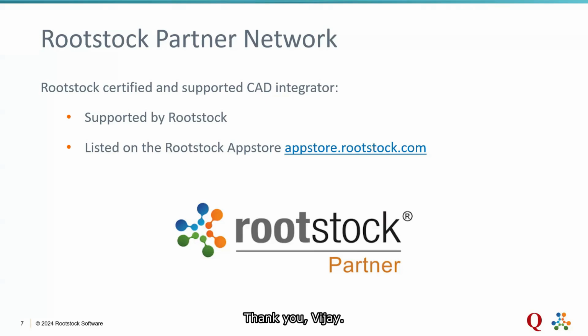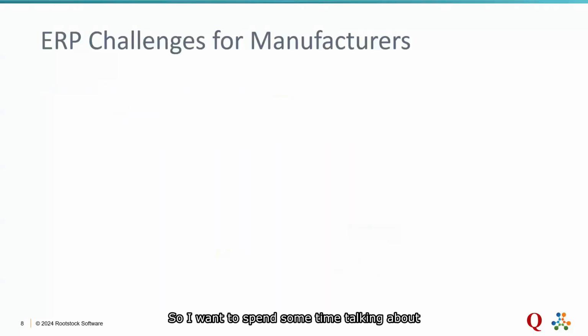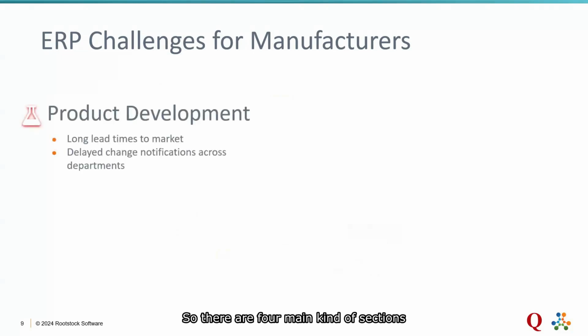Thanks. Thank you, Vijay. All right, moving on here. So I want to spend some time talking about some of the common challenges that a lot of our prospects face when they come to us, the challenges they face before using a software like CADLink. So there are four main sections that I'll be talking about here. And starting off, we have product development.